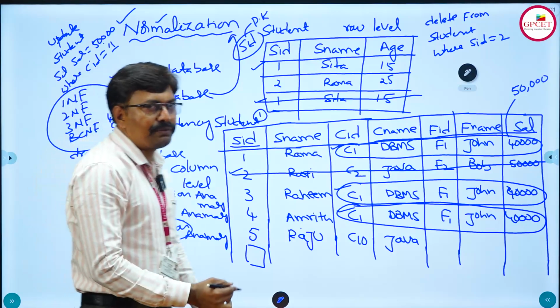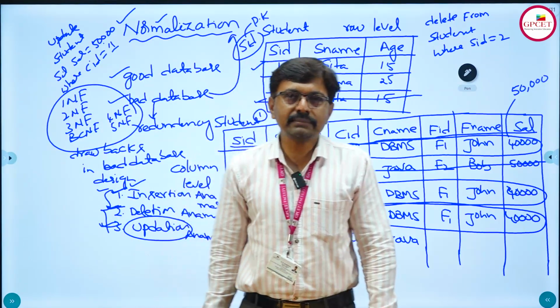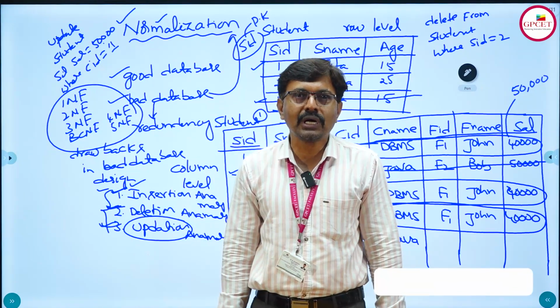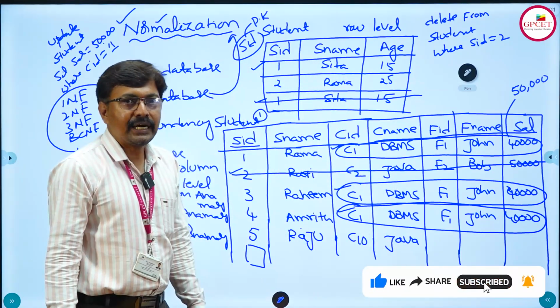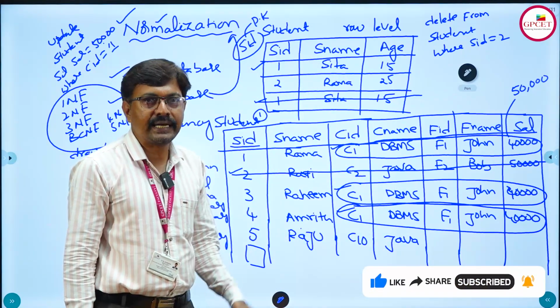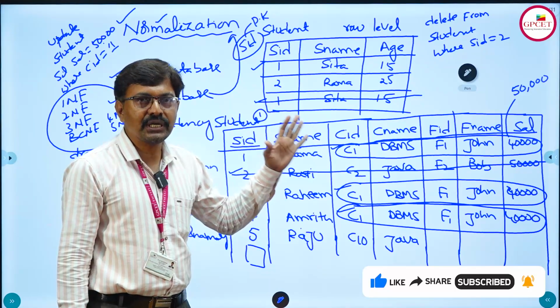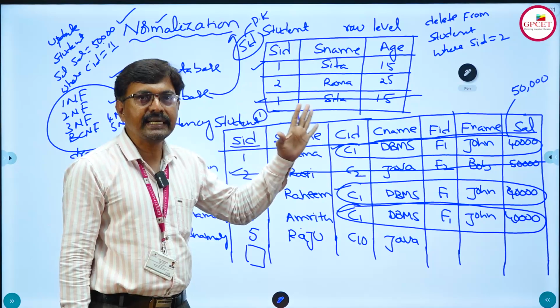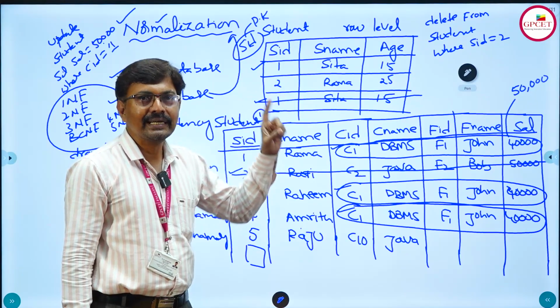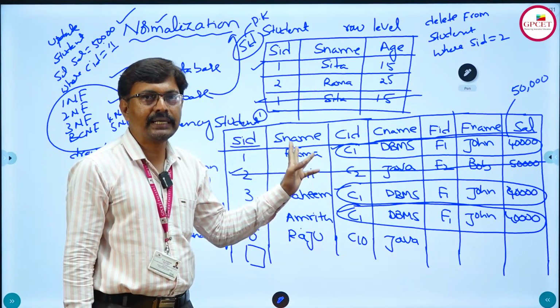What is meant by first normal form? Second normal form? Third normal form? BCNF? Fourth normal form and fifth normal form? Okay, I hope everyone is able to understand what is meant by normalization. Why do we go for normalization? Normalization is a technique to remove redundancy, that is row level and column level redundancy.